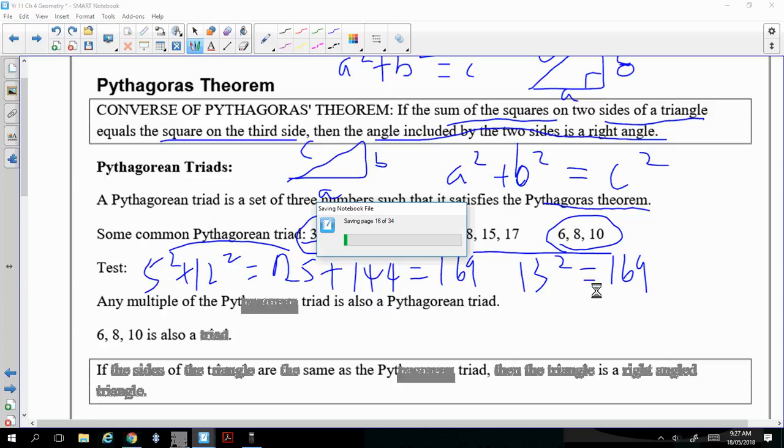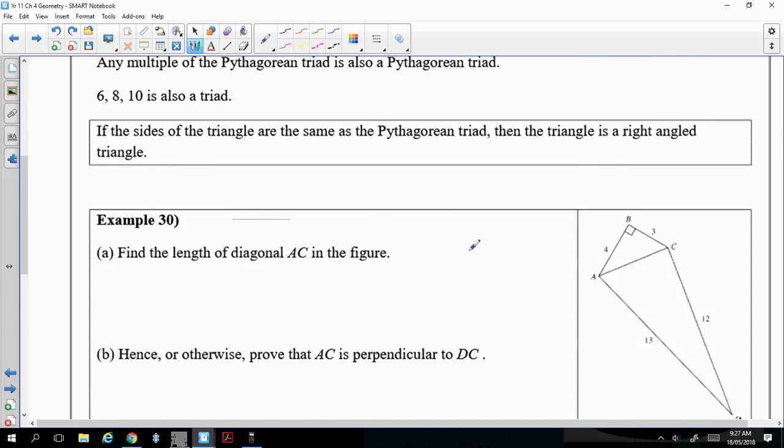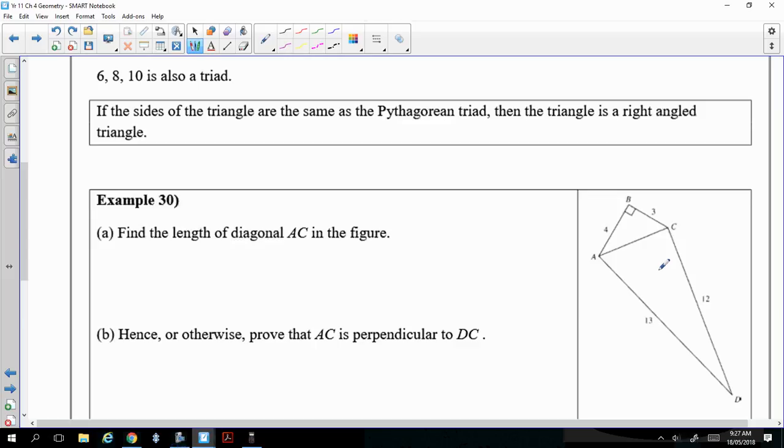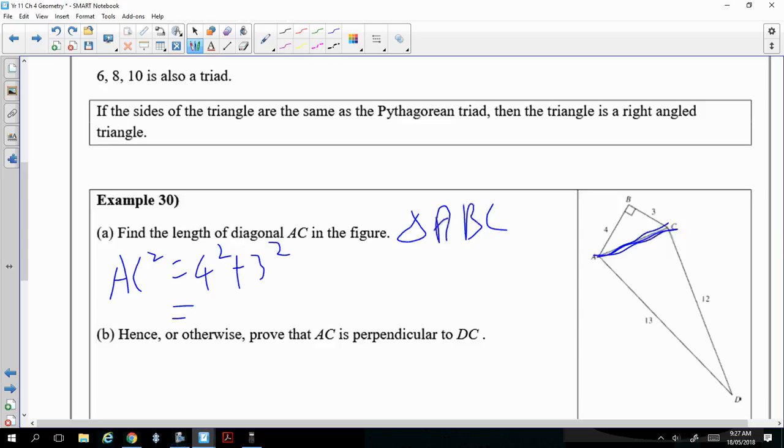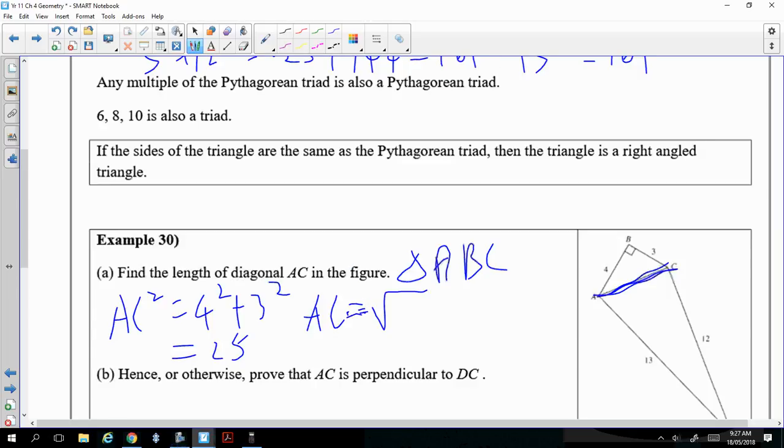Find the length of diagonal AC. So in this triangle, you have to find the diagonal AC. So you use the triangle ABC. You do AC squared equal to 4 squared plus 3 squared, which is 25. To find AC, you take the square root of 25, which is 5. All right, any question? Easy. All right, that side is known.